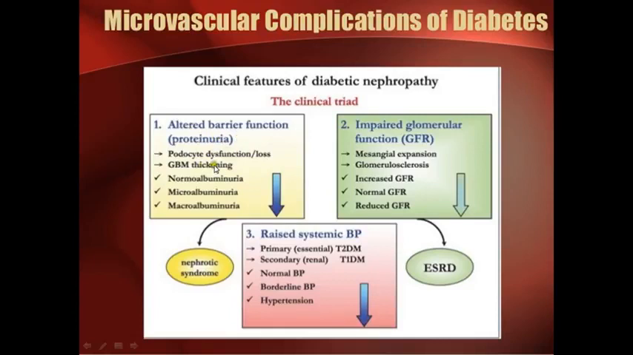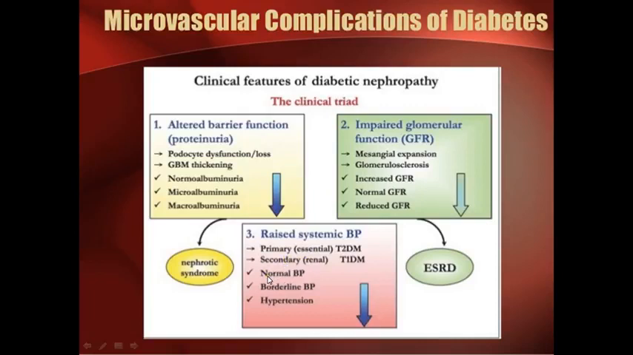There is altered barrier function, the podocytes get damaged, and the glomerular basement membrane becomes thickened. First there is normal albuminuria, then microalbuminuria, then frank macroalbuminuria, and the patient has nephrotic syndrome. There is impaired glomerular filtration function because of mesangial expansion and glomerulosclerosis. Initially GFR is increased, then there is a stage in which GFR becomes normal, and then it falls. When it starts falling, that is end-stage renal disease. Along with this, they have raised systemic blood pressure. Usually in type 2 it is essential hypertension, while in type 1 it is secondary, because of the renal damage.